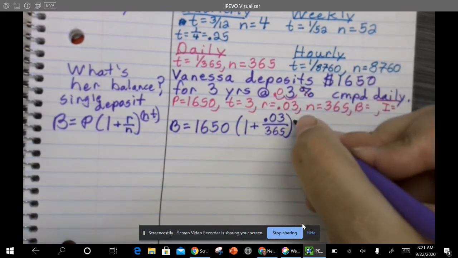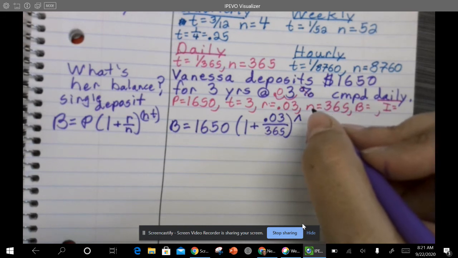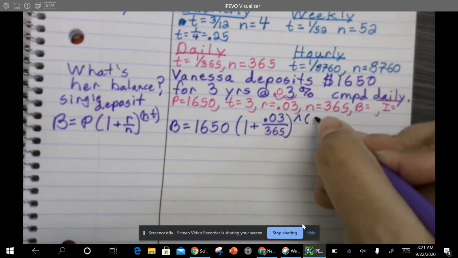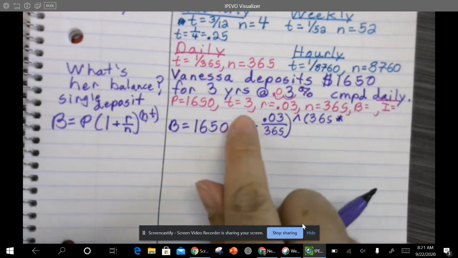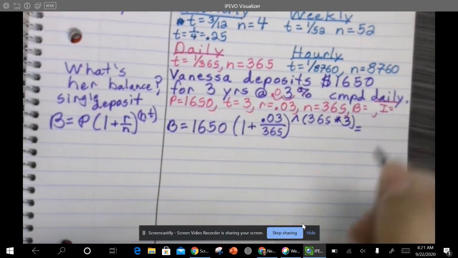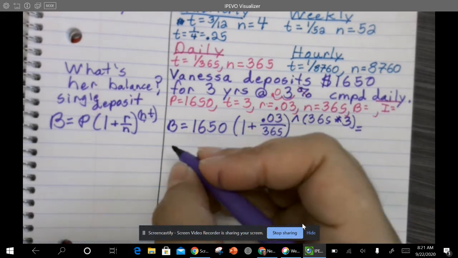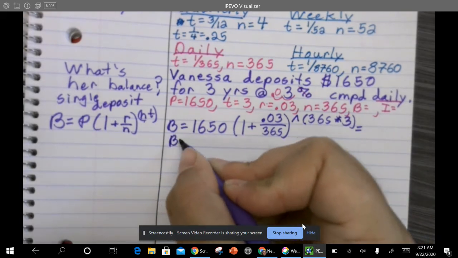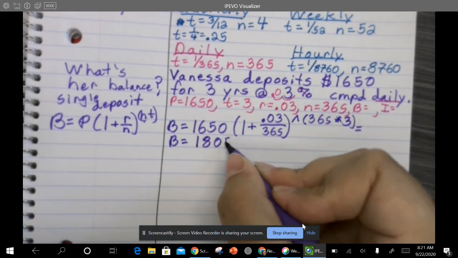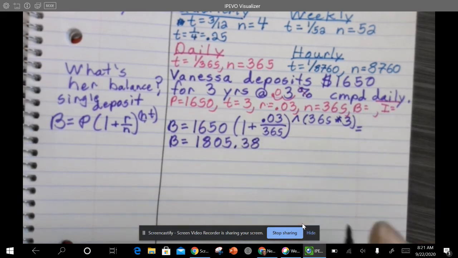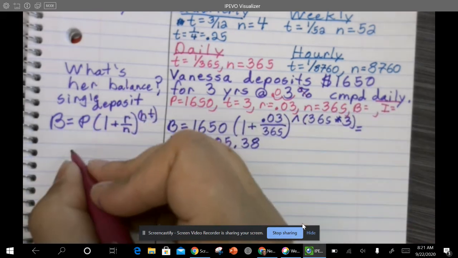times, okay, you're going to do a caret key, so that's shift and the number 6, and then parentheses, and then N times T, so 365 times our time of 3 years. Okay, everybody remember we're going to round to the hundredths place, so it's money. So we get $1,805.38.